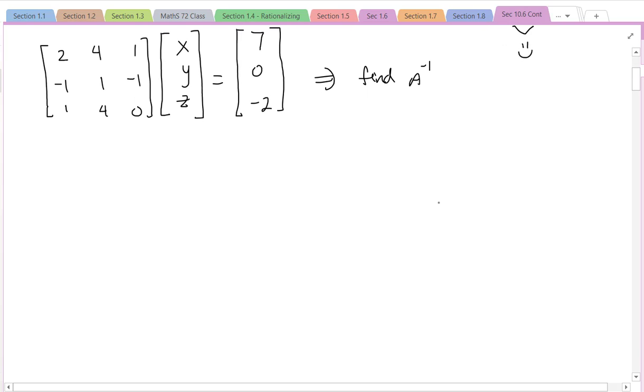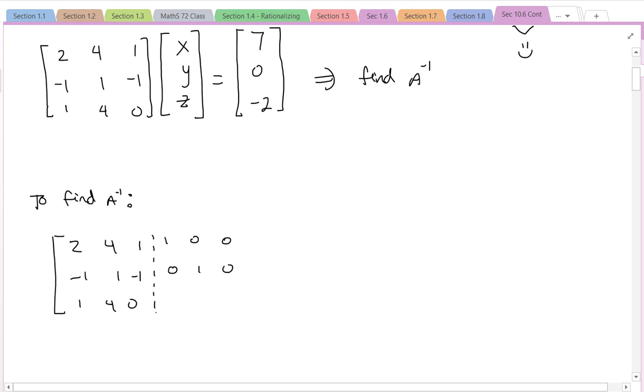So we have to write it in reduced row echelon form with the identity matrix on one side. So to find A inverse, write your augmented matrix. I'm going to have 2, 4, 1, negative 1, 1, minus 1, 1, 4, 0. That's A. And then we're going to write the identity matrix, 3 by 3 matrix on the other side.